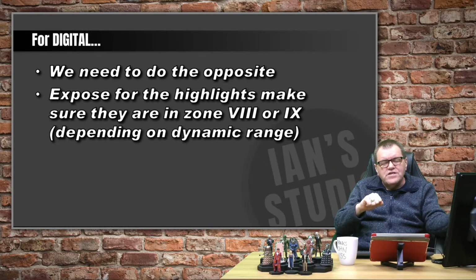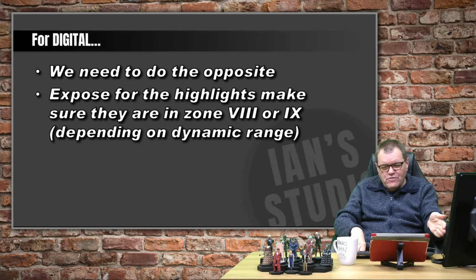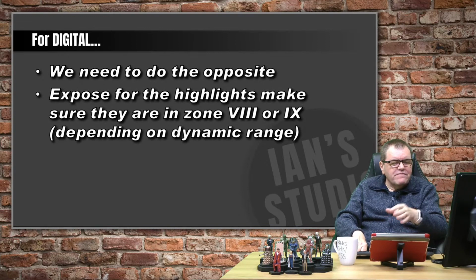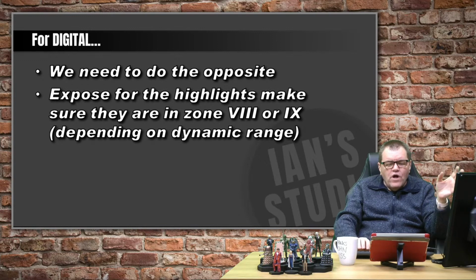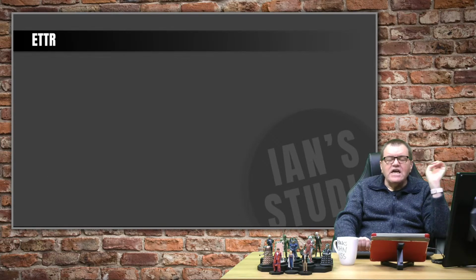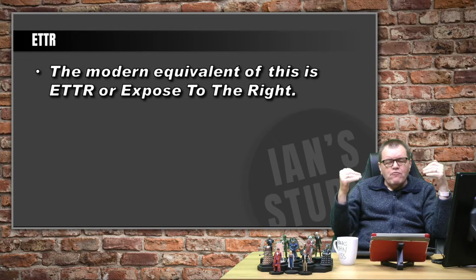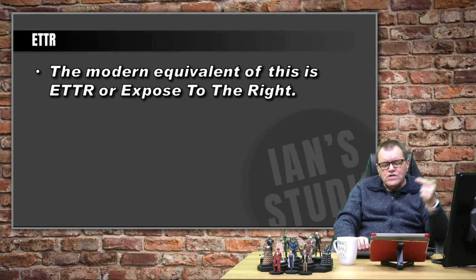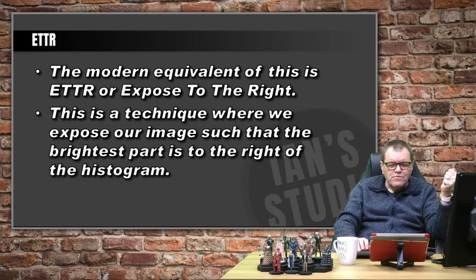And what we do in the digital world is we process digitally the image to recover the detail in the shadows. Now, does that mean we can just underexpose then and we just recover everything from the shadows? No. What this leads to is a technique for the best possible images known as ETTR, or exposed to the right. And what this is all about is making sure that you are as close to the right-hand side of the histogram as possible.